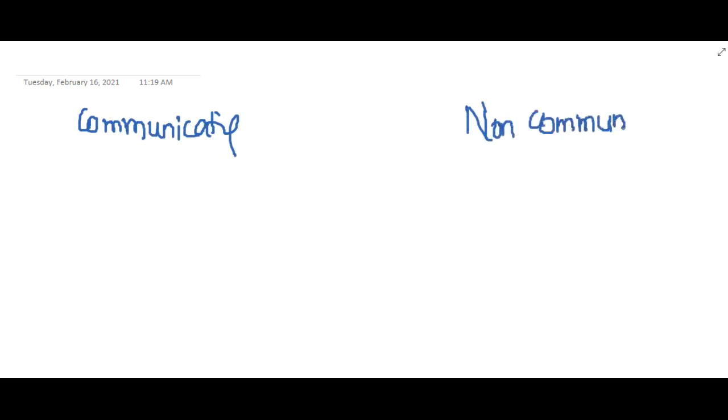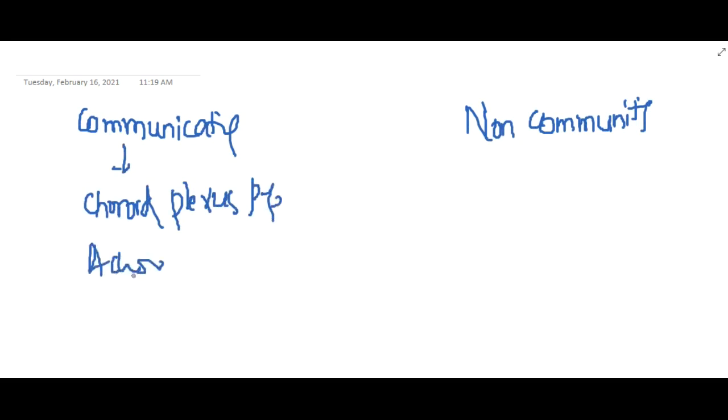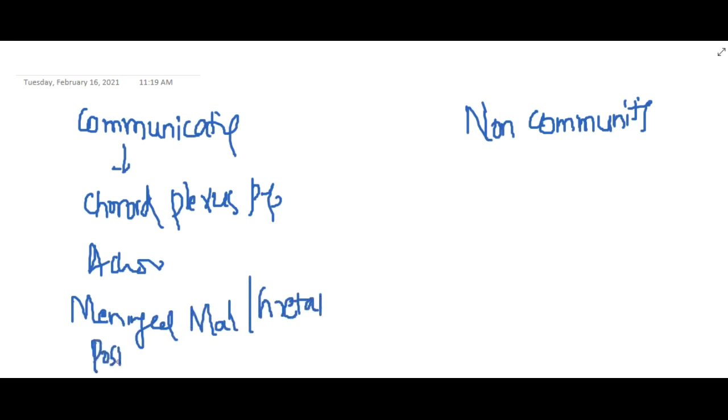If it is communicating hydrocephalus, the causes include choroid plexus papilloma, achondroplasia, meningeal malignancy or metastasis, or if there is post hemorrhage. All these are communicating hydrocephalus.